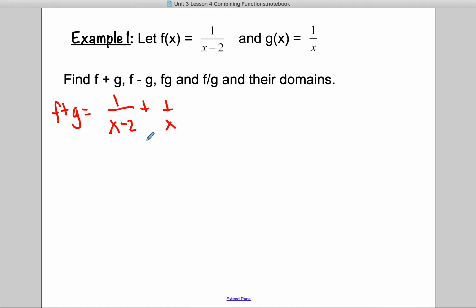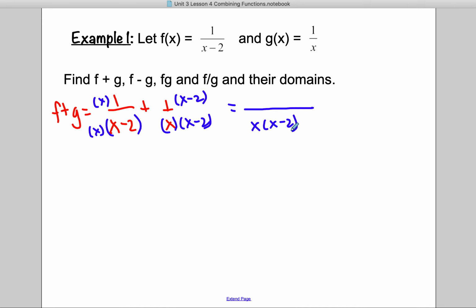And in order to add them, we added fractions earlier this trimester. We need to get a common denominator. This function has a denominator of x minus 2. This one just has an x, so I got to multiply by x minus 2 on the top and the bottom. And then over here, to make it look the same, got to multiply by x. Now that my denominators are the same, I would go ahead and say I have x minus 2, and then we put our numerators together. So I'd have x plus x, which is 2x minus 2. Okay, so there is f plus g.